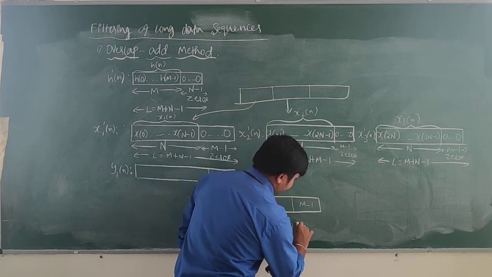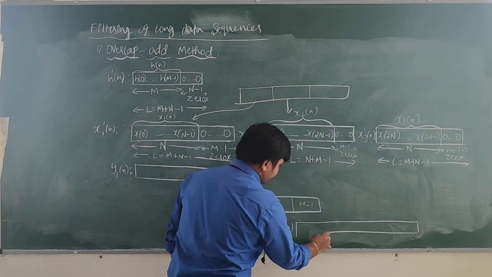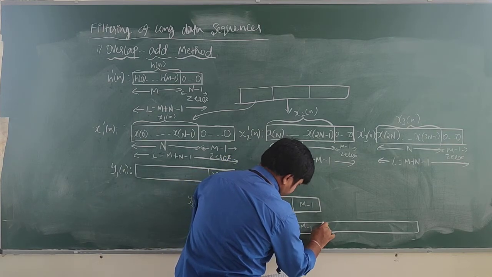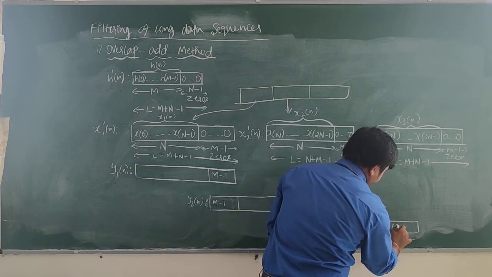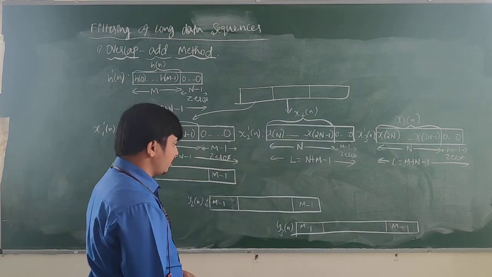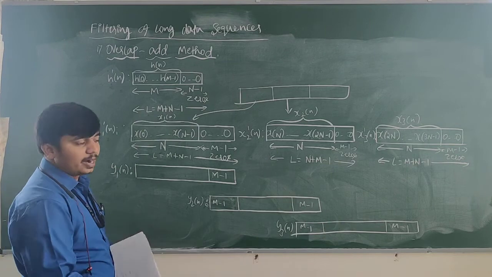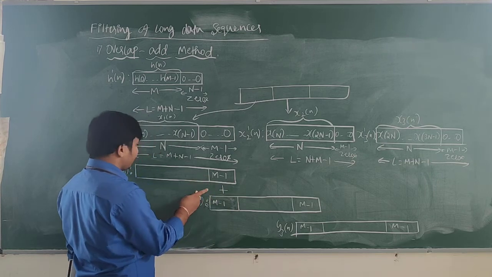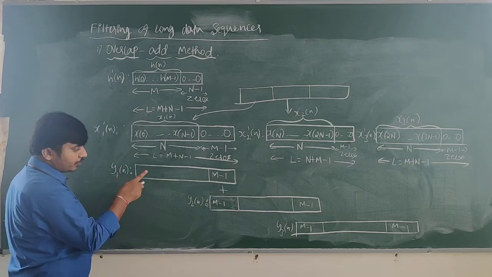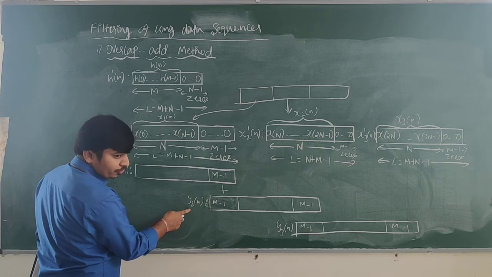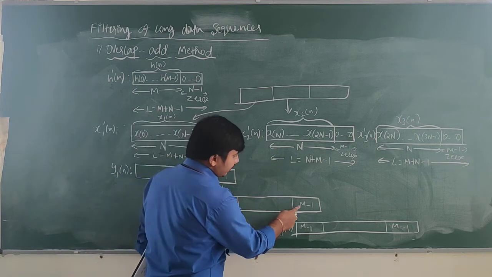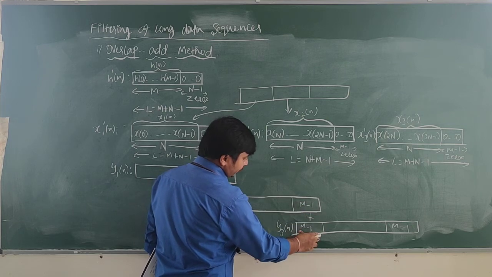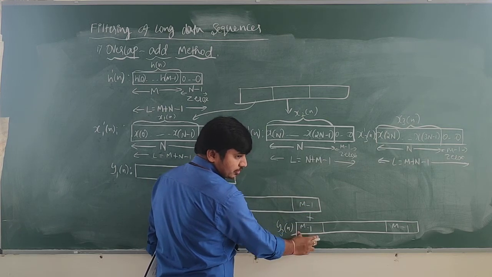y3 of n, and it will start from here. Again it will consist of m minus 1 zeros at the starting and m minus 1 zeros at the end. Now what I need to do is add these last m minus 1 points. I need to add the last m minus 1 of y1 of n with the first m minus 1 of y2 of n. Here also I need to add this last m minus 1 zeros with this m minus 1 zeros.